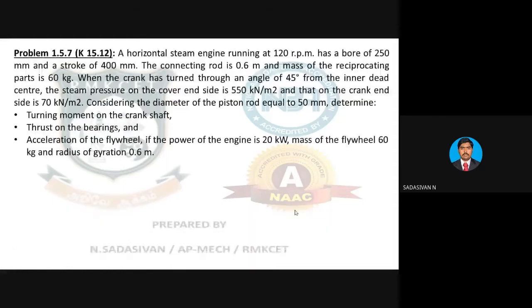We'll read the question. So, horizontal steam engine. Okay, no weight component in this problem. WR will not come. Okay. A horizontal steam engine running at 120 rpm has a bore of 250 mm, stroke of 400 mm.